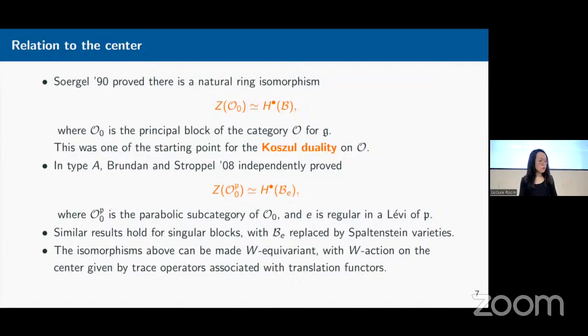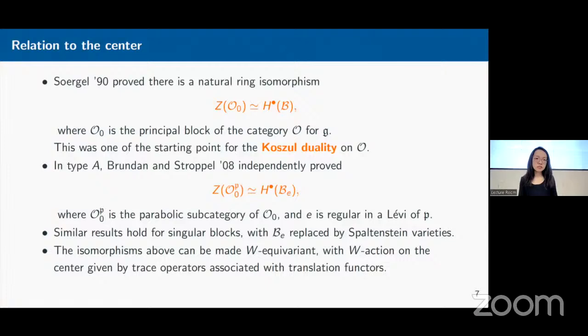Okay, and now I want to talk about the relationship between cohomology of Springer fibers and centers. So for the Lie algebra g, the category O is a category of highest weight modules over which the Borel acts locally finitely. And it's an important object in the study of the Lie algebra g. So Soergel proved that if we take the principal block of this category O and take its center, then as a ring, it is isomorphic to the cohomology of the flag variety.